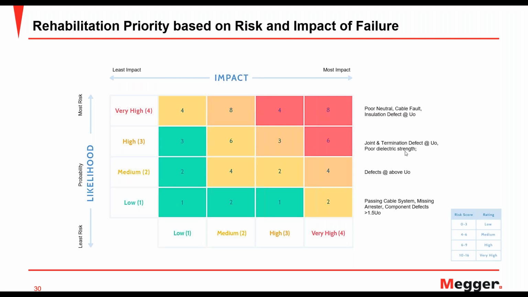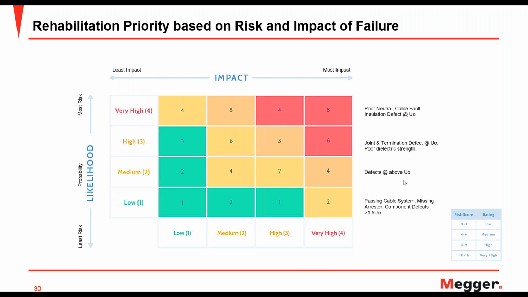And as we look at the next row, we might see joint and termination defects at operating voltage. Now, with these types of defects, the components versus the cable insulation, the components are usually much more resilient. So they still have a high risk of failure, but not as high as if the issue was in the insulation itself. These are high risk of failure, so they should probably be looked at within the next, I don't know, month or so, months to 3 months.